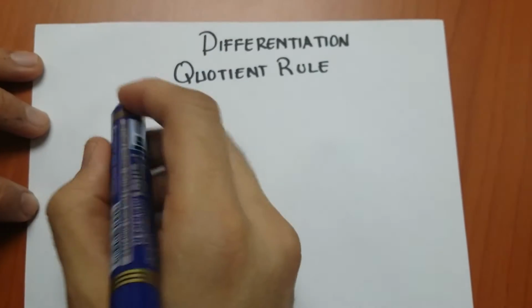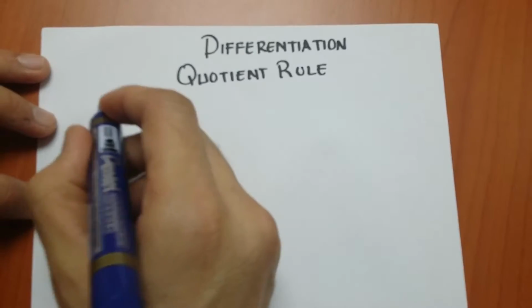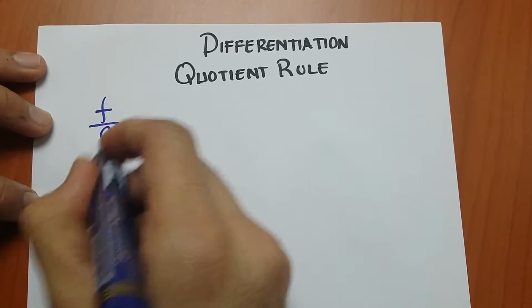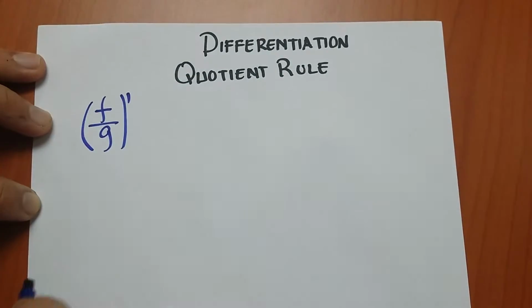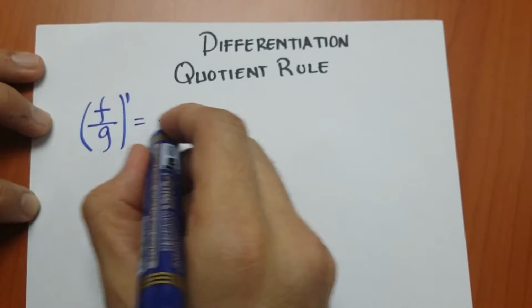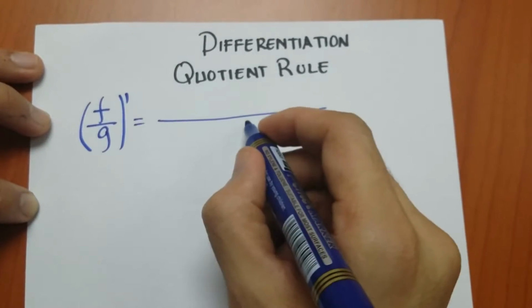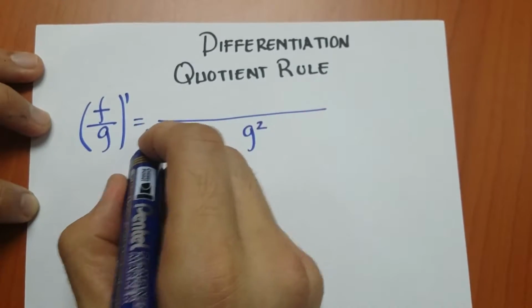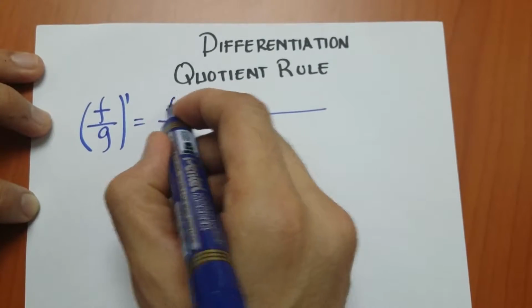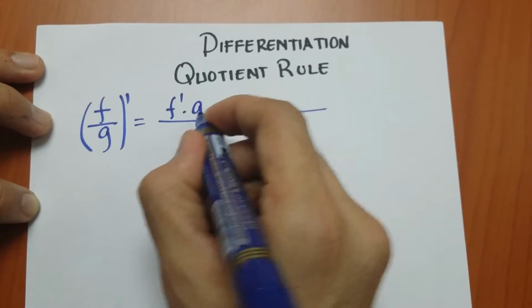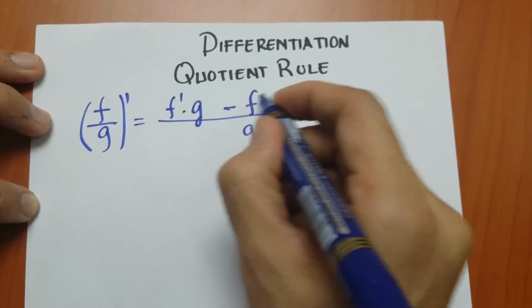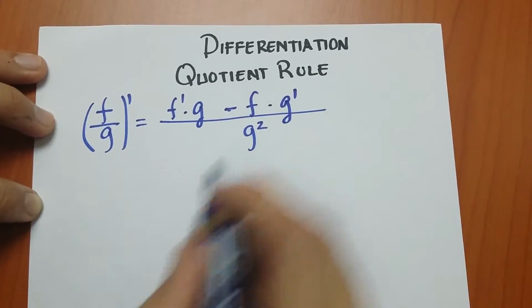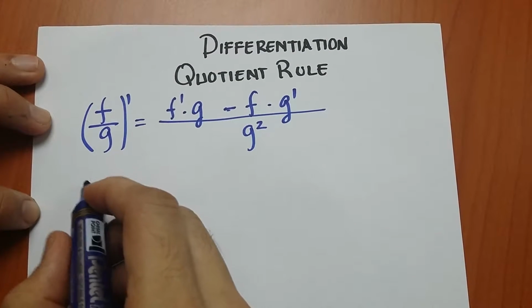So let's say first the rule says that if we have two functions f and g that are dividing and we want to find the derivative, the rule states that the derivative equals the denominator squared, and at the numerator we have the derivative of the numerator times the denominator minus the numerator times the derivative of the denominator. So let's apply this to the example.